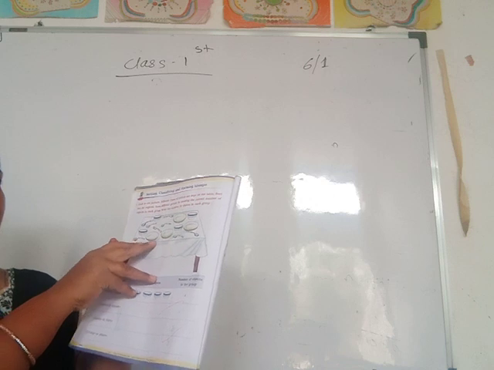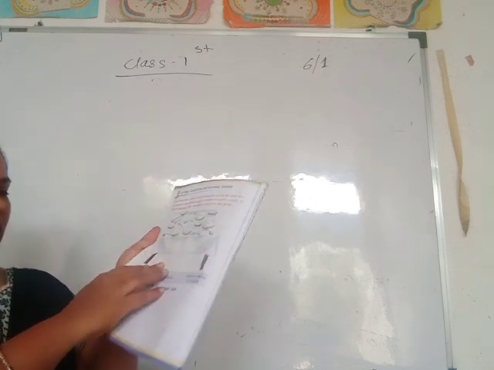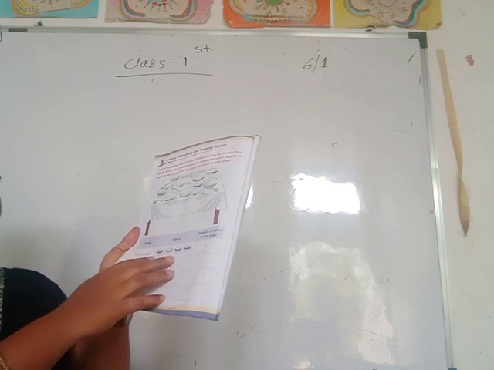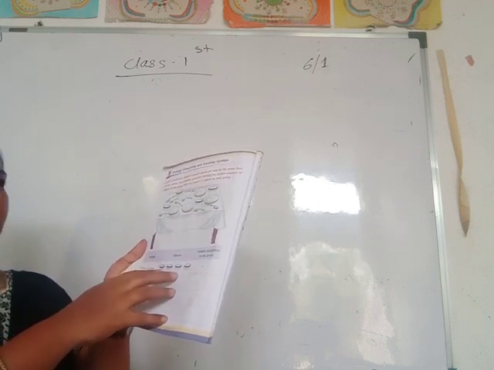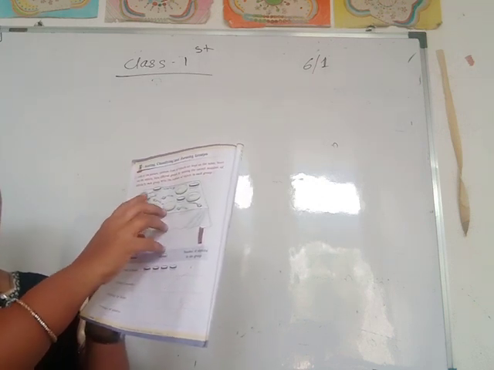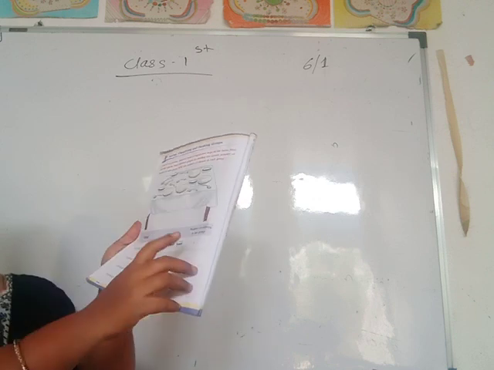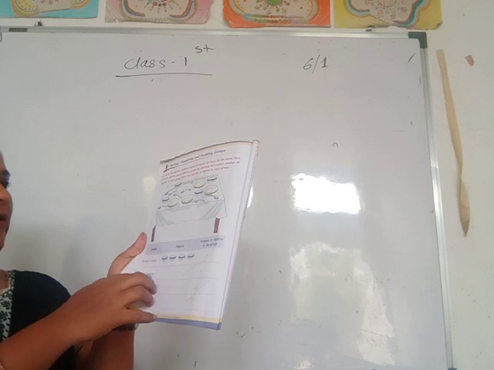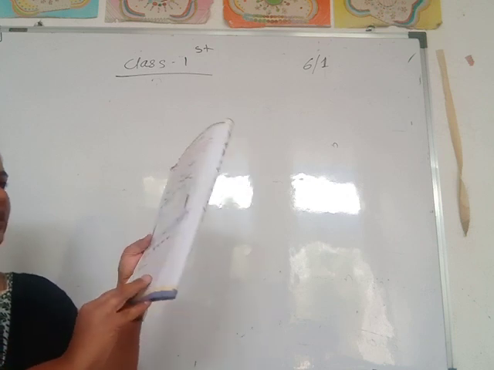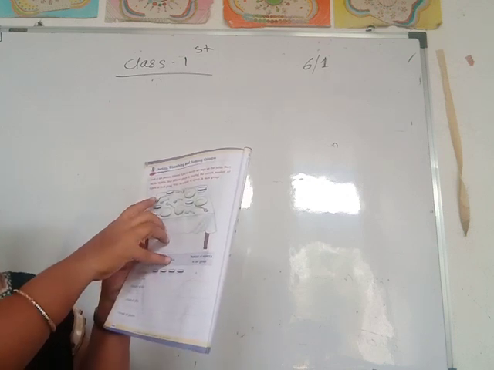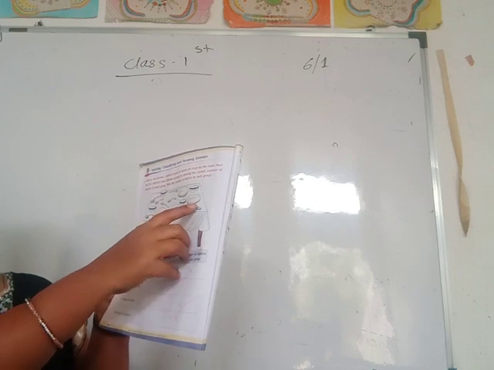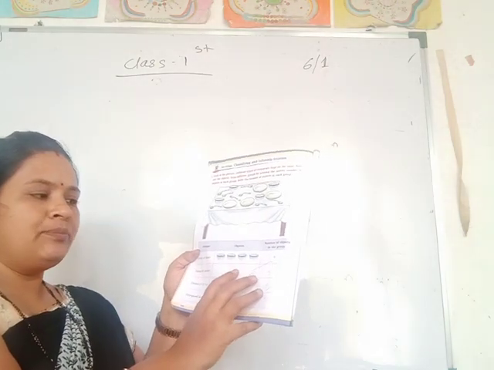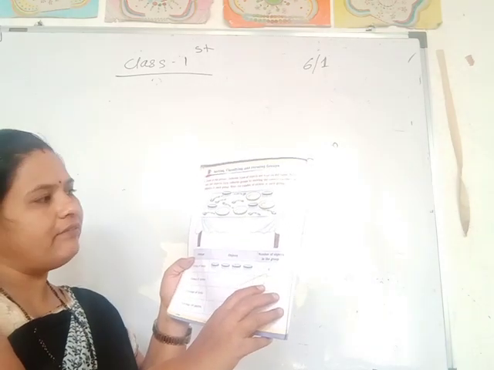Means here you see different types of objects. First, the group is given here. Group of bowls. How many bowls are here? 1, 2, 3, 4. Then you write here total number of bowls 4. Then group of spoons. See this spoon. 1, 2, 3, 4, 5. Then you draw in this column the spoon picture and you write here 5.